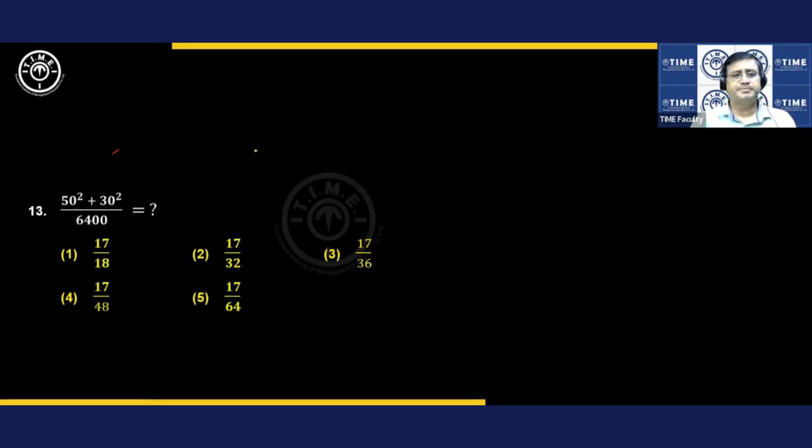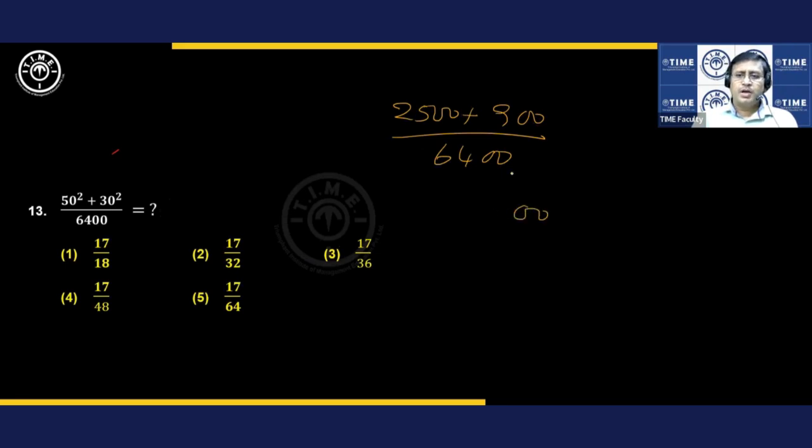Question number 13. 50 square, 2500. 30 square, 900 by 6400. Here 9 plus 25, that is 34 by 64. Of course, zeros are common here. We can simplify. What about 34 and 64?